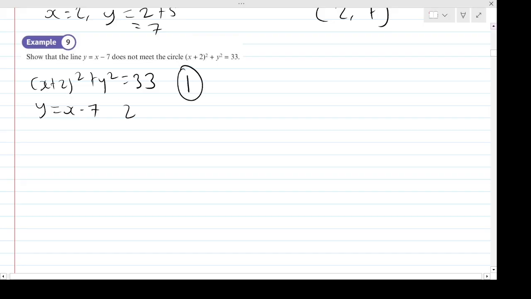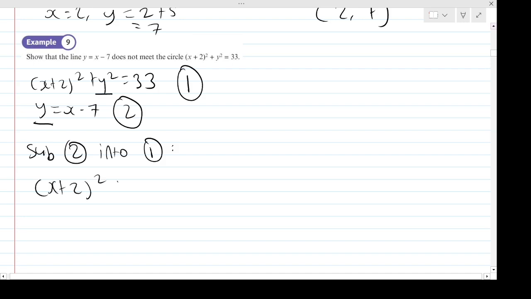So again, call these equations 1 and 2. Then again, I'm going to substitute y into the circle equation. So I'm going to say sub 2 into 1 now. I could say sub y in, it doesn't really matter. So if I substitute y into the first equation, I get x plus 2 all squared plus y squared, where y is x minus 7 all squared, and then I'm going to move the 33 to the other side to get equal to 0.